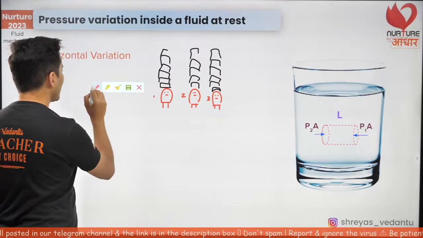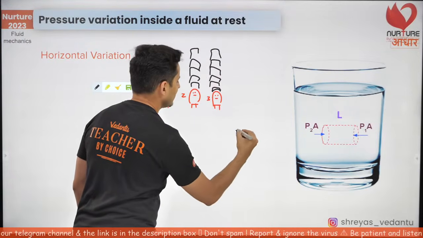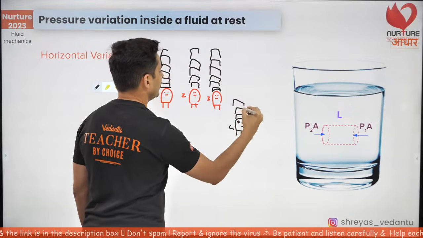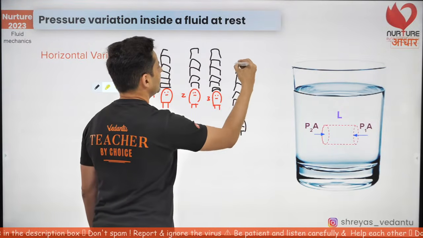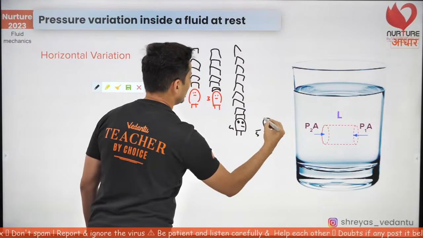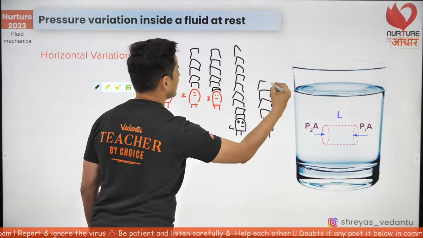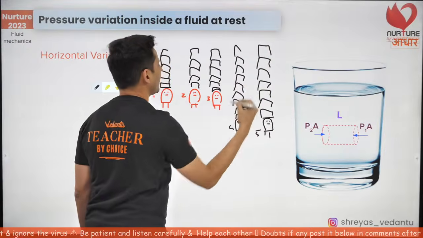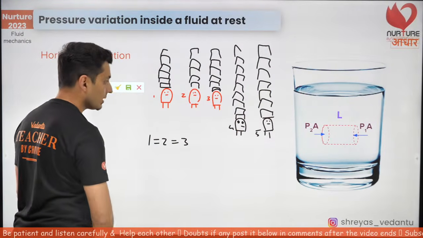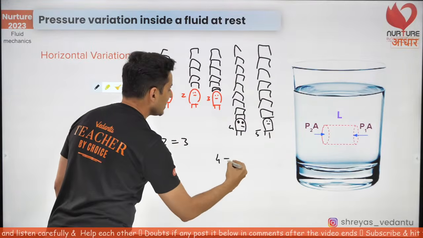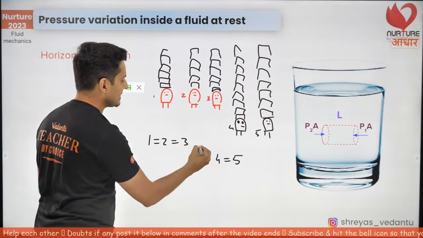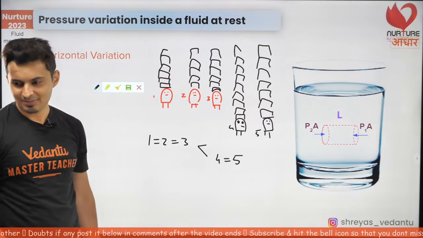And imagine another Pandu over here, let's say Pandu 4. What do you think about that guy's burden? And imagine another Pandu 5. Think logically about the burden of the air column. It's very obvious: 1 will be equal to 2 will be equal to 3, and 4 will be equal to 5. But the burden on 1, 2, 3 will be less than on 4 and 5.